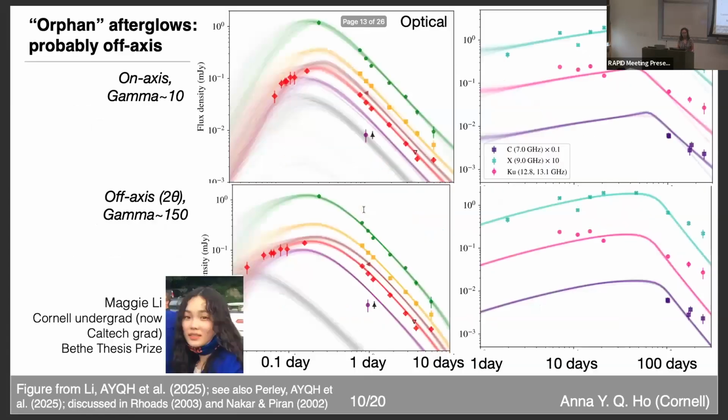So this is the subject of Maggie Lee's thesis. Maggie is a PhD student here at Caltech now. This is her undergraduate thesis with me. And what Maggie showed is that it's actually difficult to say, even for our very best observed objects.